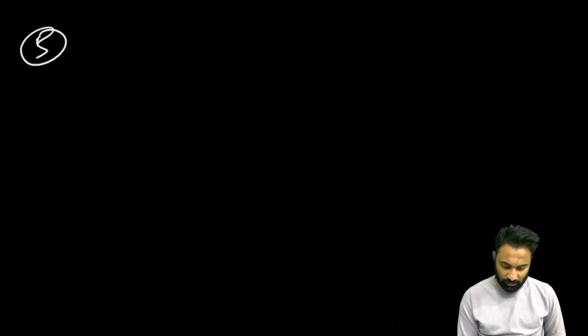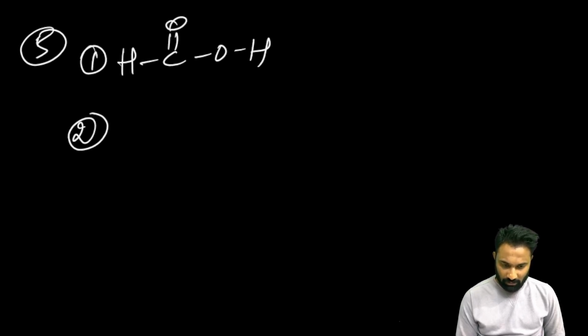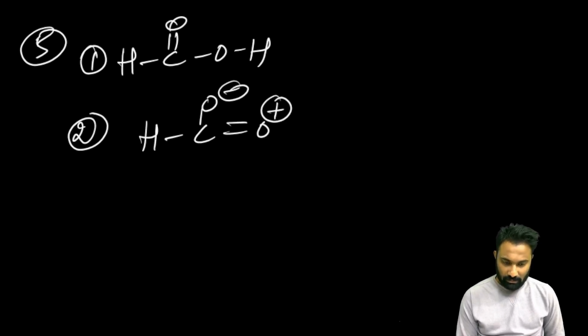Done? Now next, suppose a question where they have given this one as 1. Now 2, they have given another resonating structure. Clear? And 3, they have given as well.